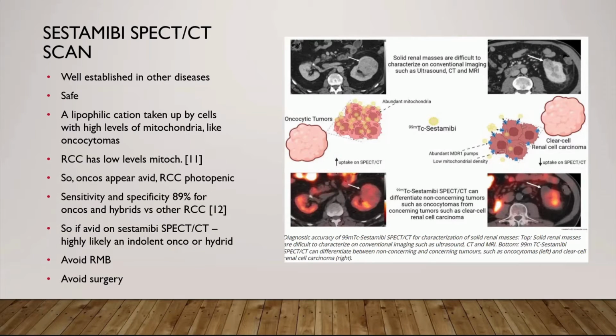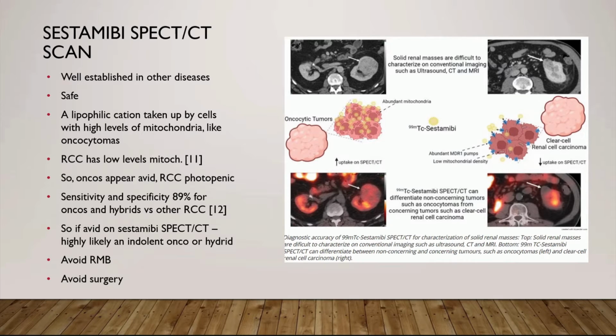So just a slide each on these more novel imaging techniques. In terms of diagnostics, other imaging we could do is sestamibi SPECT CT. Sestamibi is already well established in other diseases, so cardiac, parathyroid, breast diagnostics. So we already know it's safe. There's only been one case of allergic angioedema in the literature, and there's lots of real-world data and experience supporting its use.